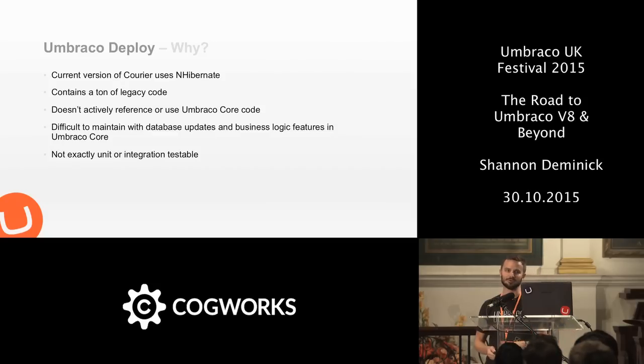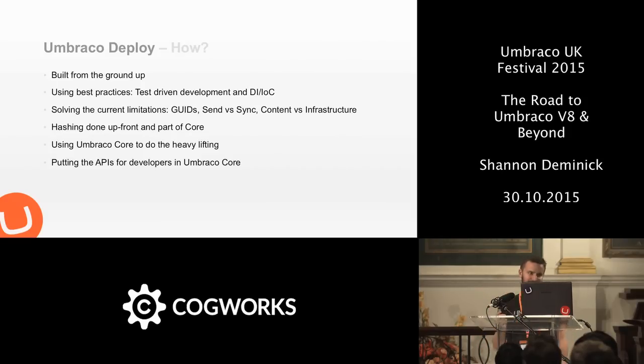The other problem with Courier at the moment is the code has just been created sort of progressively over the years, maybe not with the best practices in mind, and it's not exactly the most unit testable structure. So we need to fix this. We're going to build it from the ground up, as mentioned. We are going to use best practices, test-driven development. We are going to put IOC in there, and everything's going to be built with dependency injection. You guys don't have to worry about this, but when we build it that way, it means it will be built correctly and testable. The other limitations that Courier currently has is GUIDs.